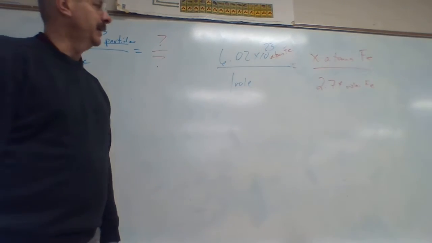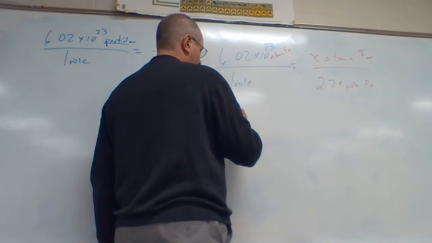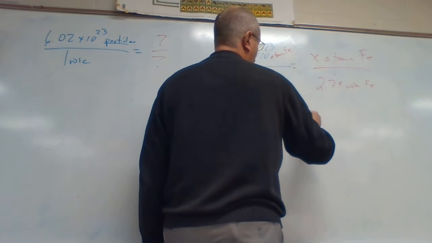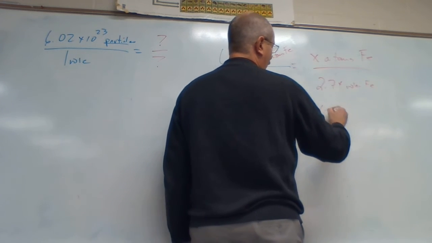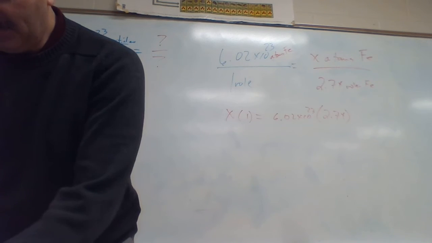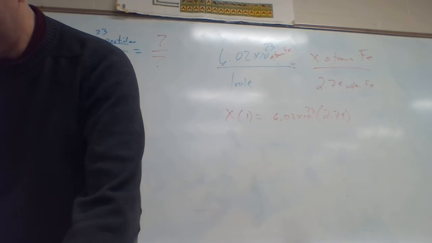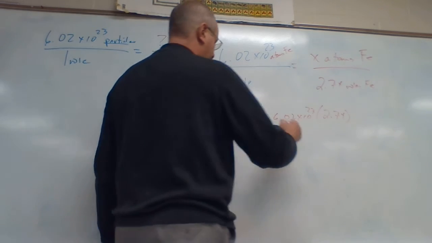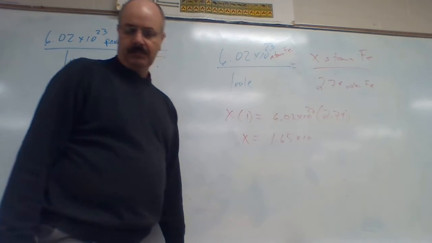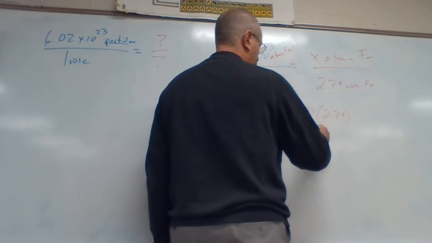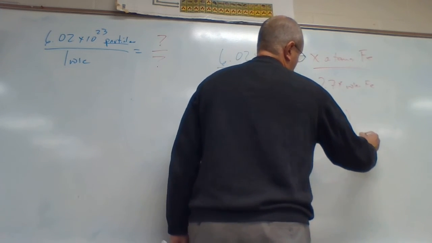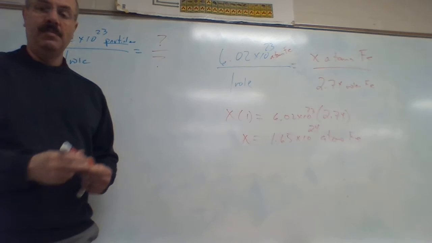Now all I gotta do is cross multiply. So we're gonna go x times 1 equals this times that. So 6.02 times 10 to the 23rd times 2.74. And if you multiply this out, I'm going to get my answer, so I'm going to type it in. The answer is 1.65 times 10 to the 24th. And that was atoms of Fe.